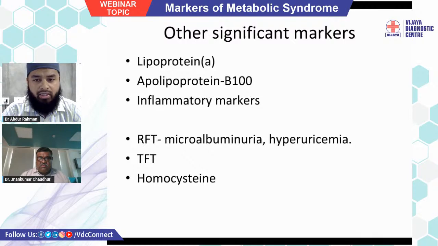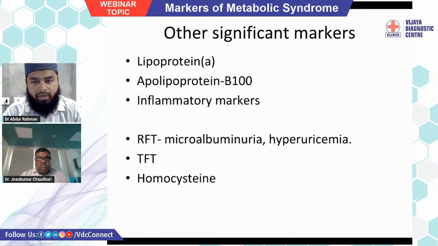A patient with metabolic syndrome also develops gout, and especially those patients who are prone to alcoholism and obesity will definitely develop hyperuricemia, because alcohol will alter the pH and uric acid will precipitate into the joints. And thyroid function tests: a patient with metabolic syndrome will have abnormal metabolism and BMI, so due to that, thyroid function is also a marker. Then homocysteine is a very good marker for cardiovascular problems because homocysteine is known to damage the intimal layer of the arteries.